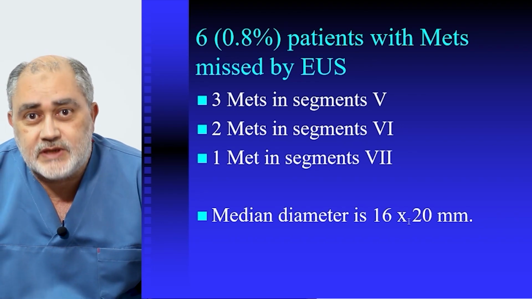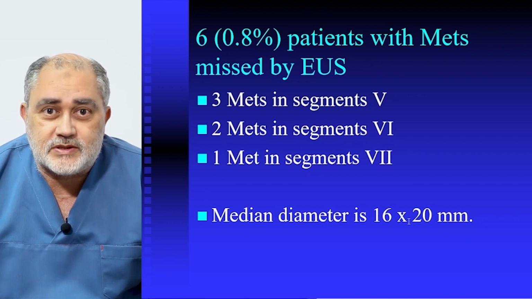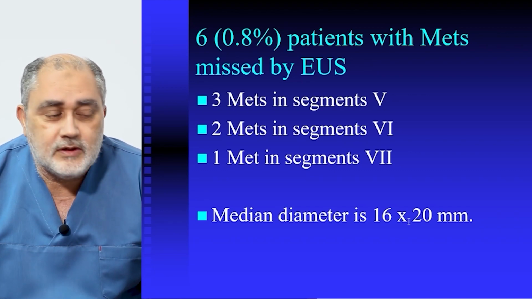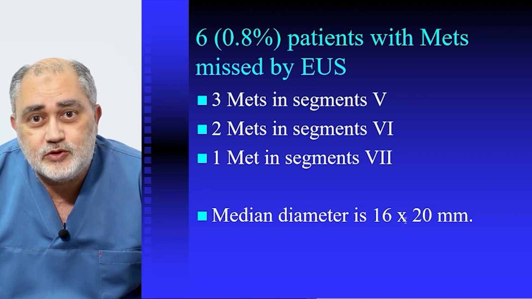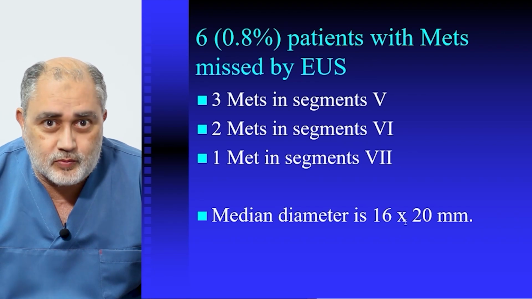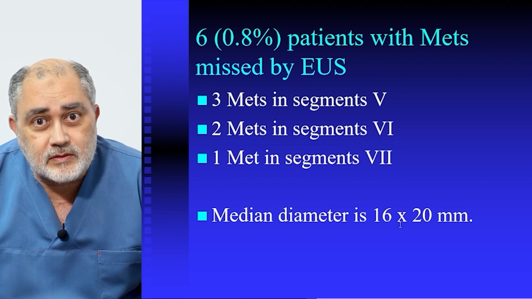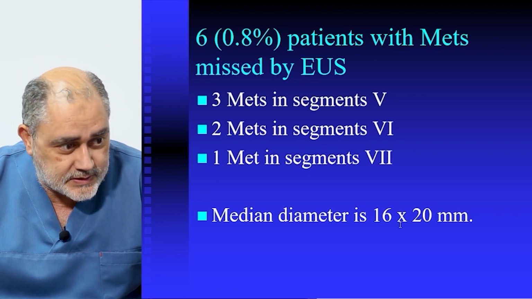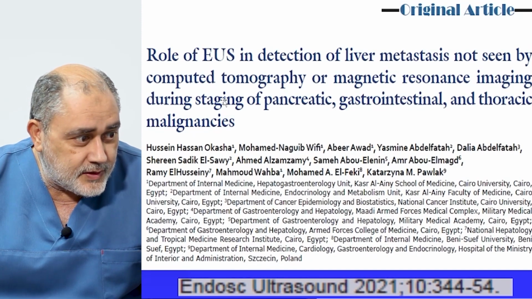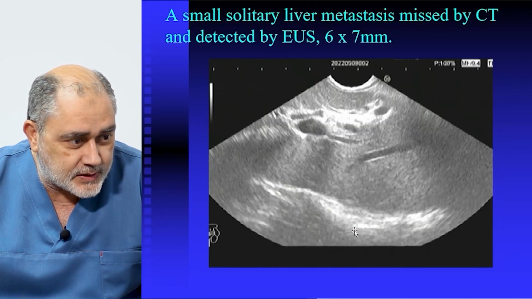So what I would like to say is that CT and MRI usually miss small lesions, smaller than 1 centimeter, while endoscopic ultrasound usually misses lesions located in the right lobe. So both techniques are complementary, EUS and CT and MRI. This work was published in Endoscopic Ultrasound last year, fortunately in the top-ranked endoscopic ultrasound journal.